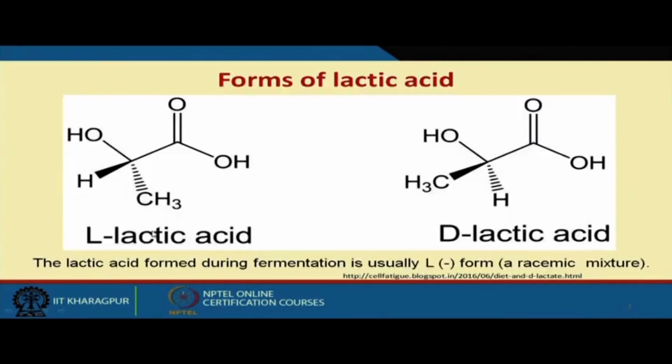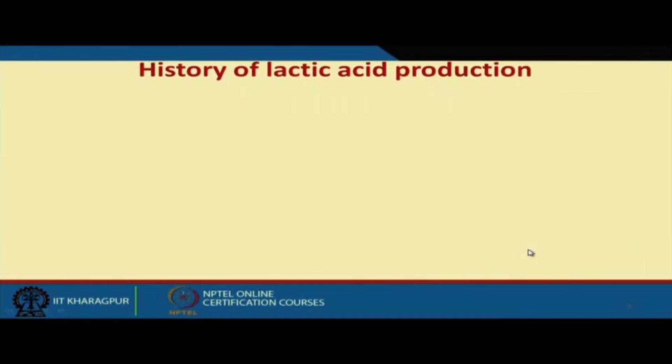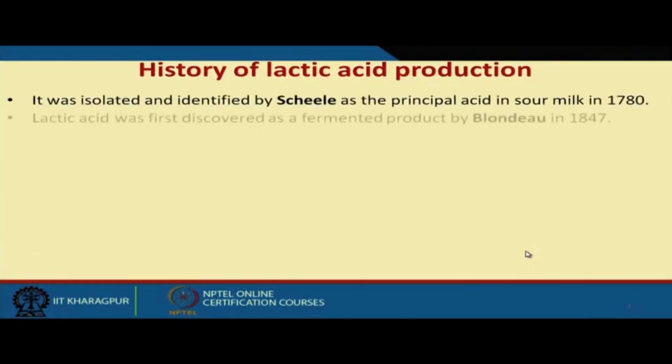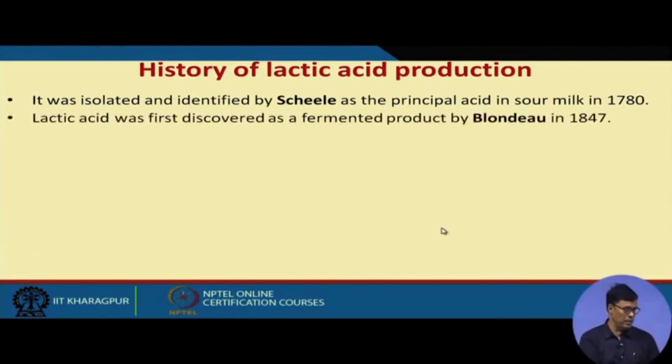So, we have two forms of lactic acid, L-lactic acid and D-lactic acid. Mostly we produce the L form of lactic acid. Now, if you look at the history of lactic acid, it is very interesting. It was isolated and identified by Scheele as the principal acid of sour milk in 1780. Then lactic acid was first discovered as a fermentative product by Blondeau in 1847.